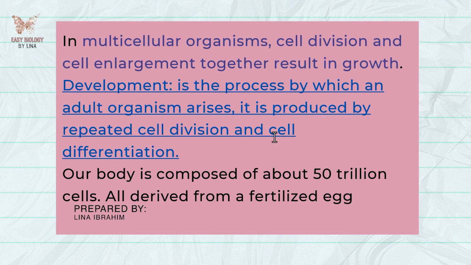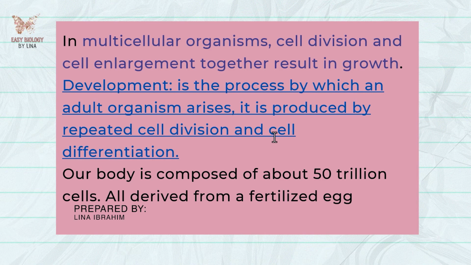In multicellular organisms, cell division and cell enlargement together result in growth. And finally, we have development in multicellular organisms, which we can't find in unicellular ones. In unicellular organisms, we have only cell division and cell enlargement: one cell divides to become two, the two become four, and these cells enlarge until they are the size of a mature cell. In multicellular organisms, we have cell division and cell enlargement, then we have development.